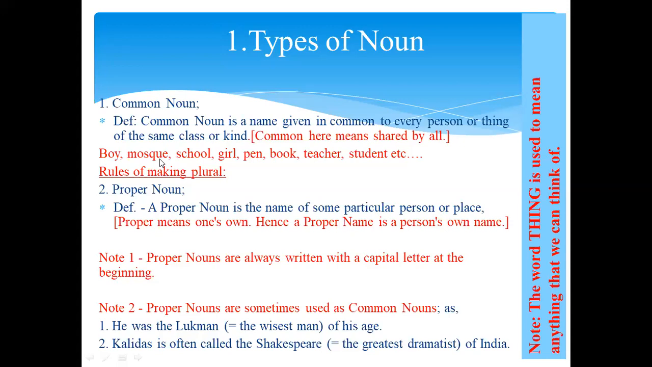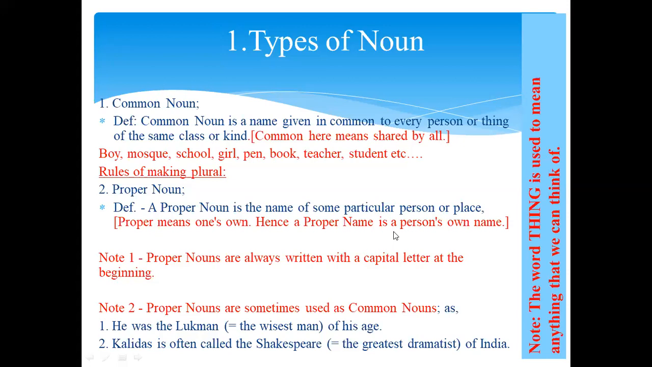Yes, sir. Second type is proper noun. Proper noun, as per Wren and Martin's book, is a name of some particular person or place. The name of a particular person or place, when it is a particular name, we call it a proper noun.